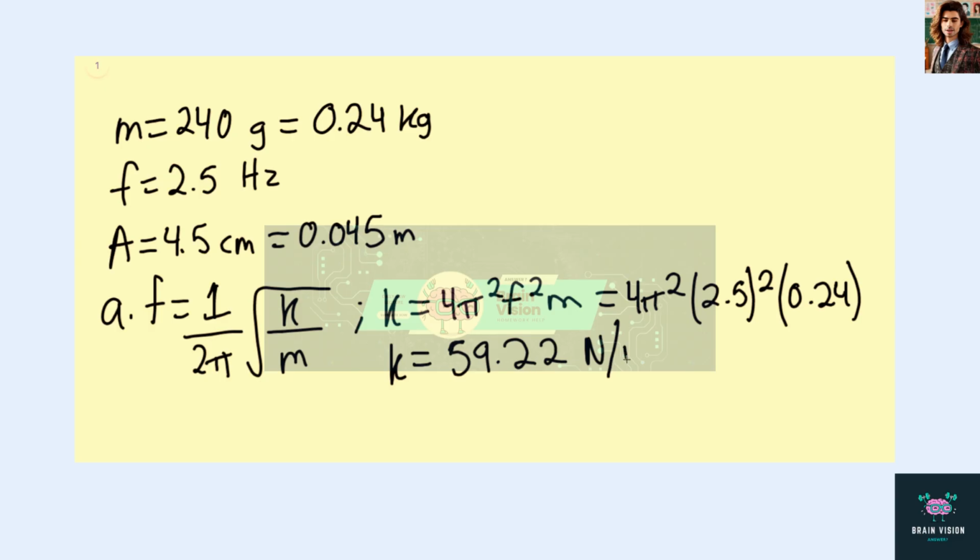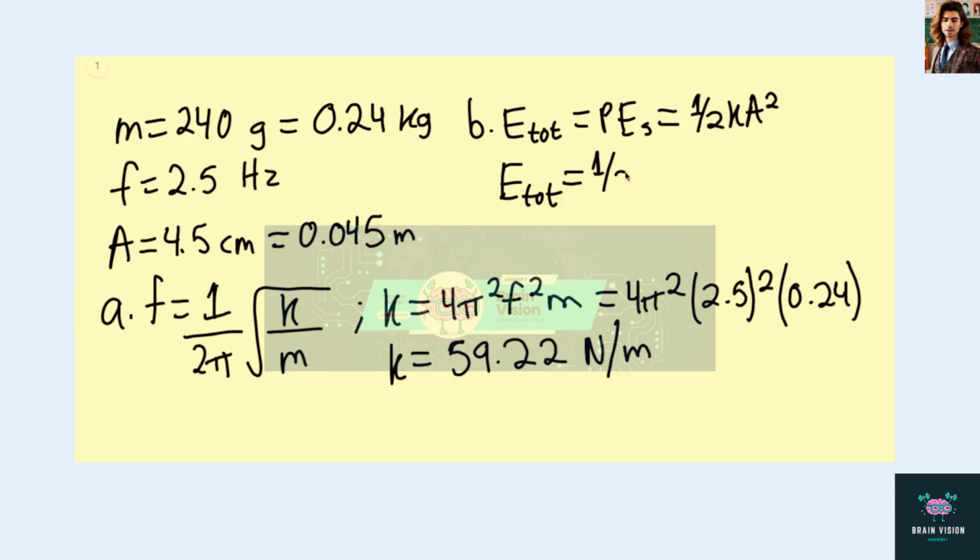59.22 newtons per meter. Now, to find the total energy, we can do it here, part B, E total. This is simply going to be equal to the potential energy of the spring when it's fully stretched or fully compressed. So we can simply say half times K A squared. And so we can say E total equals 1/2 times the spring constant, which we just found, 59.22, times the amplitude of 0.045 squared.